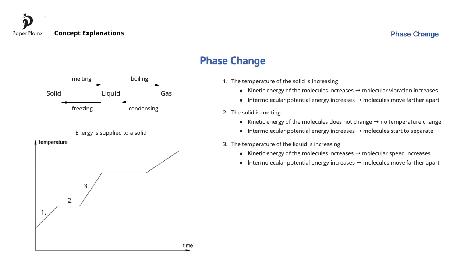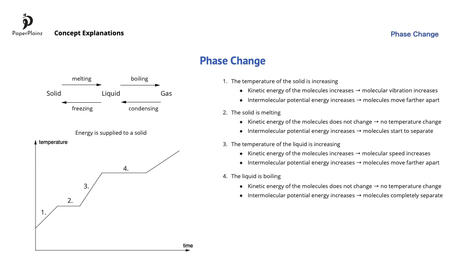When the liquid reaches its boiling point, we enter section 4. Here, the liquid is boiling. Once more, there is no change in kinetic energy, so no change in temperature. The graph is horizontal. All the energy goes towards increasing intermolecular potential energy, and as a result, molecules completely separate from each other, so intermolecular forces become insignificant. We'll discuss this further when we learn about ideal gases.